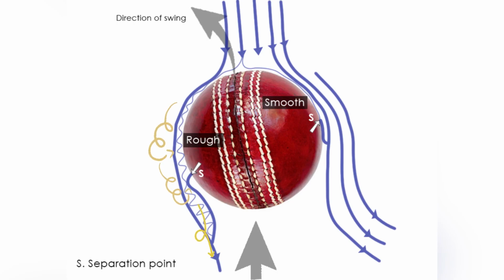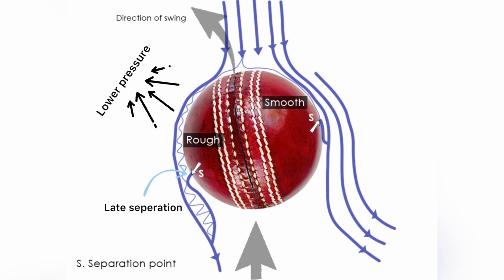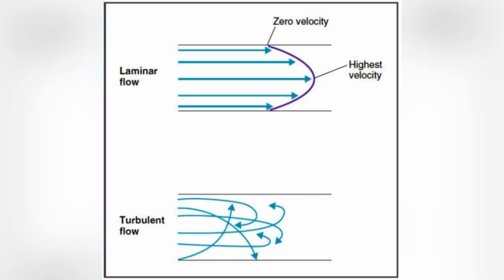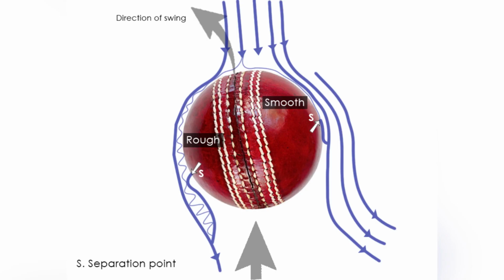Here, we experience turbulent or chaotic flow, where many layers of air mix together chaotically. This turbulent flow leads to a late separation of the air from the ball, which results in lower pressure on this side. The separation point depends on where the air's velocity reaches zero. In turbulent flow, many layers of air interact with each other, resulting in the constant replenishment of the air's velocity. This means that the separation point for the rough side is at a later point on the ball as compared to the shiny side.